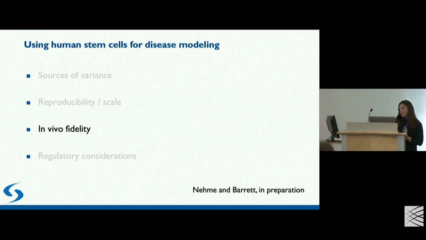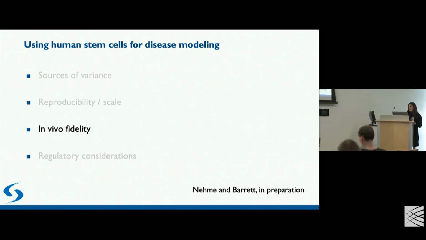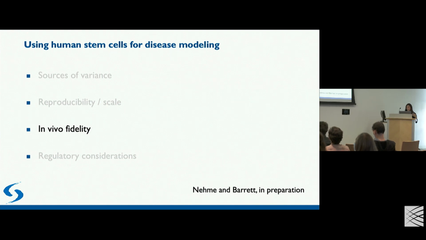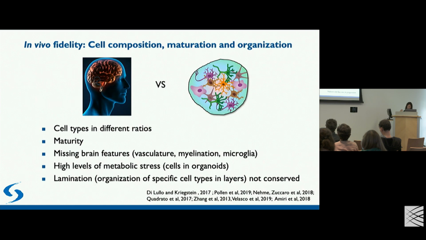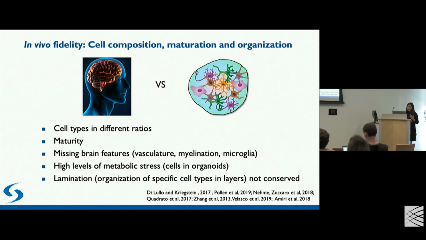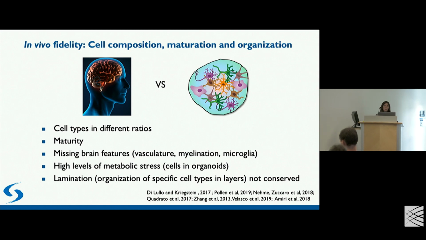Another important consideration in human pluripotent stem cell studies is in vivo fidelity, so how closely these stem cell models resemble the cells that are found in the in vivo human brain. And there are indeed key differences between these in vitro culture systems and the in vivo scenario. These include cell types that are present in different ratios in the dish, the maturity of the cell types that are derived, so often neurons derived from stem cells, for example, correlate most closely to fetal stages of human brain development as opposed to adult stages.